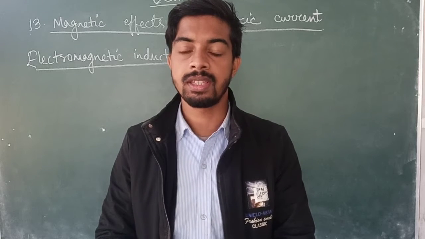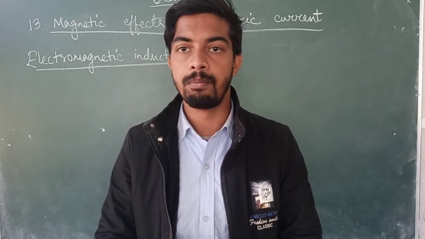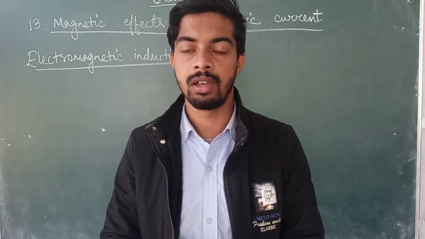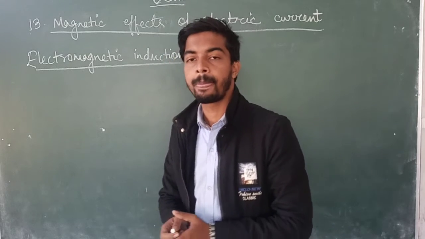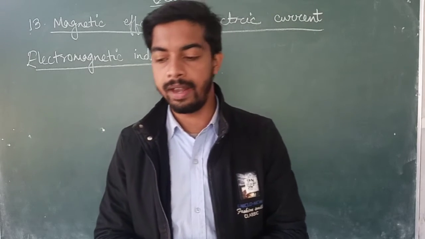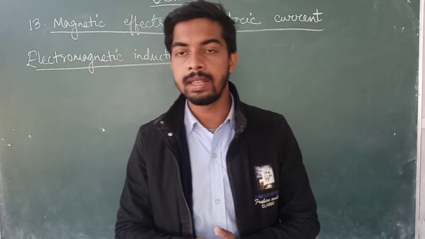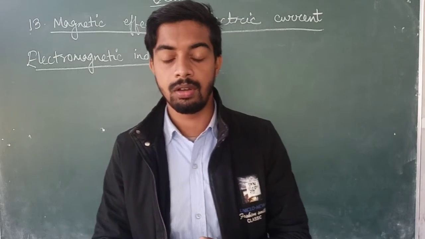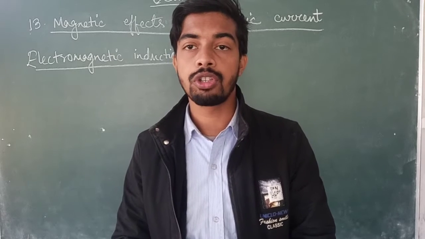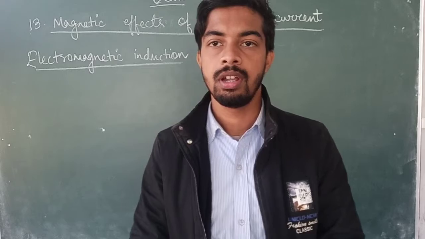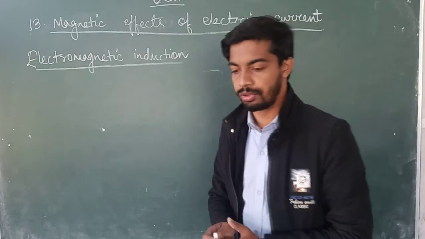Electromagnetic induction means generating electric field by using or moving a magnet near a coil, near a solenoid. This discovery was made by Michael Faraday in the year 1831, when he discovered that a moving magnet can also produce an electric field in any circuit or any conductor in which it is used.